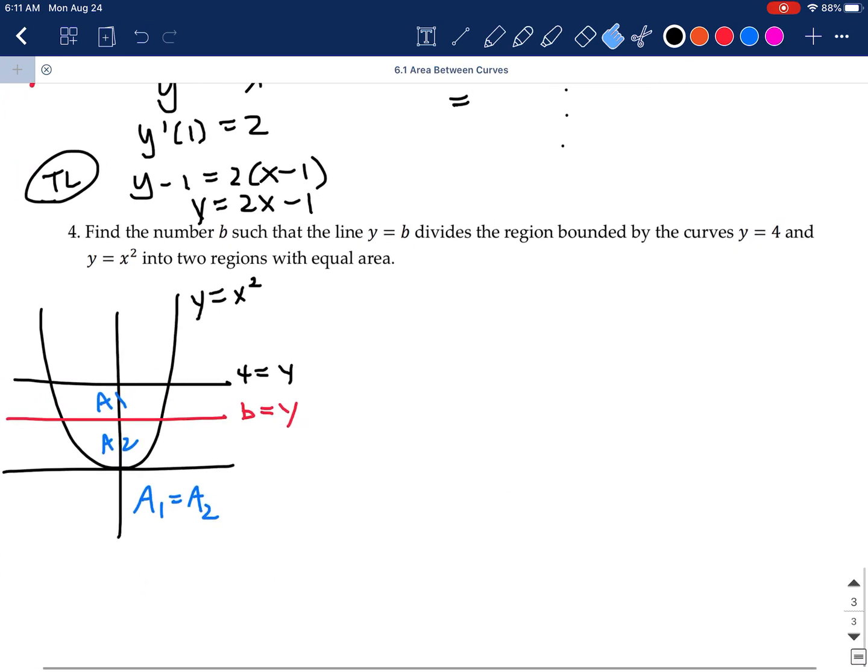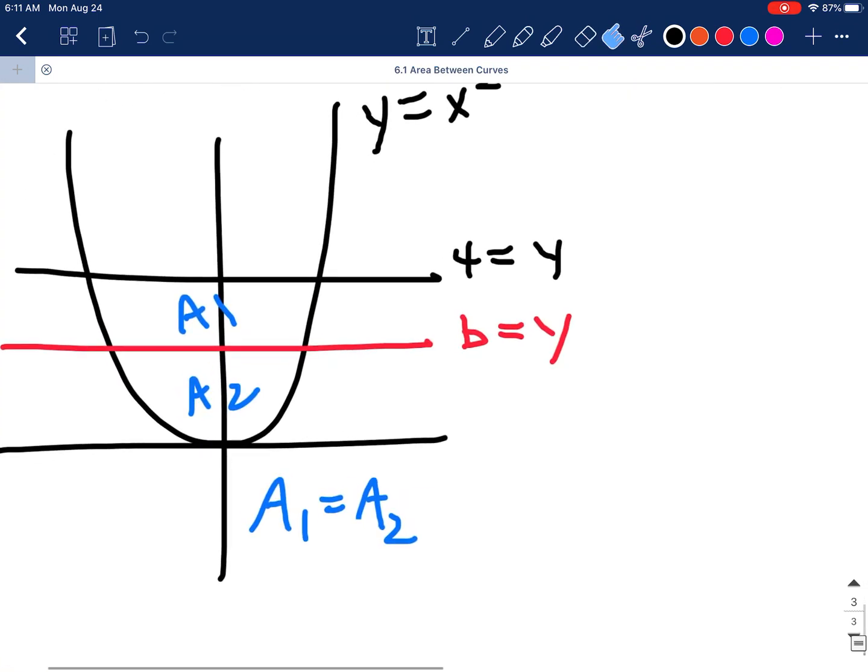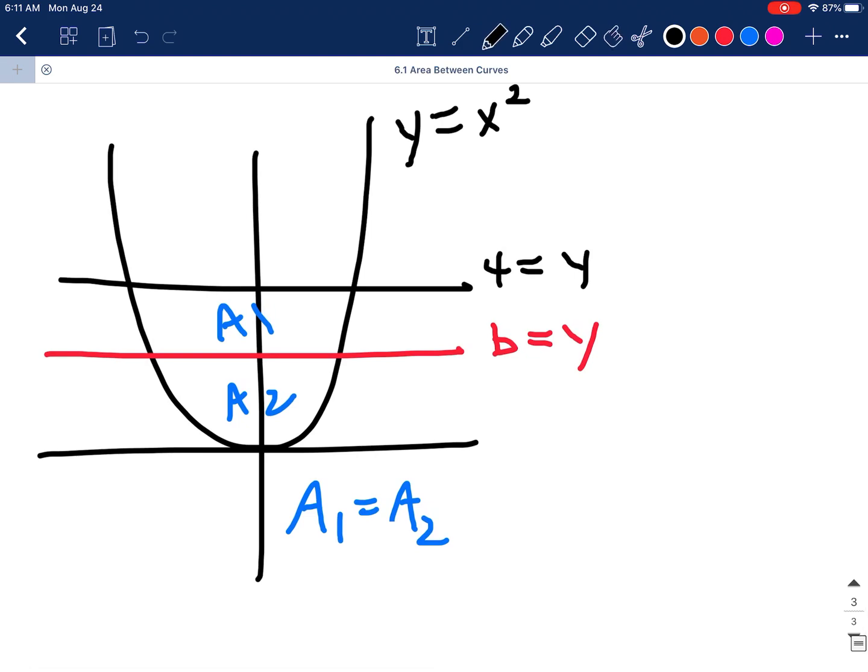And then finally, we've got number 4. So we've got a parabola that is bounded above by the line y equals 4. And we want to put a horizontal line in that's going to separate our parabolic area above and below into two equal parts. So we want them to be congruent areas.